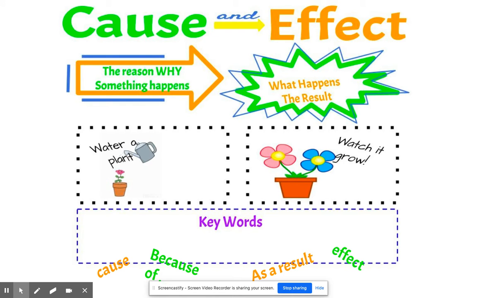Cause and effect, the reason why something happens, what happens, the result. This is a hard one to find sometimes. What you have to ask yourself is, oftentimes I like to start with the effect. What happened? What was the effect? Once I know what happened, then I can backtrack and start looking for the cause. What made this thing happen?